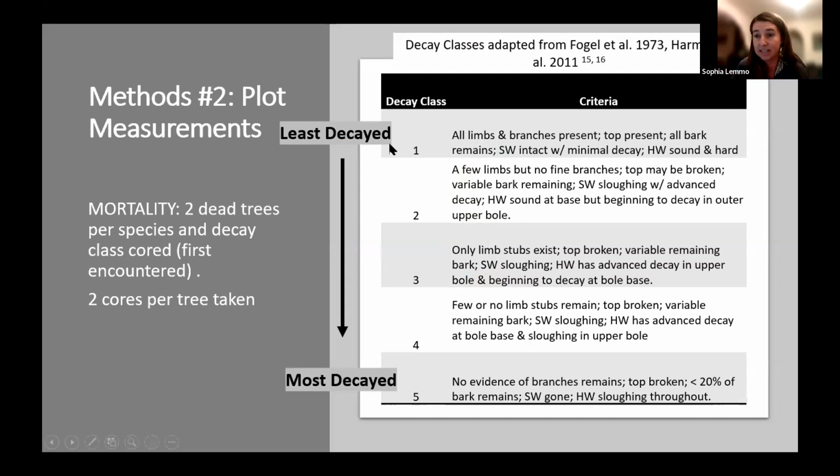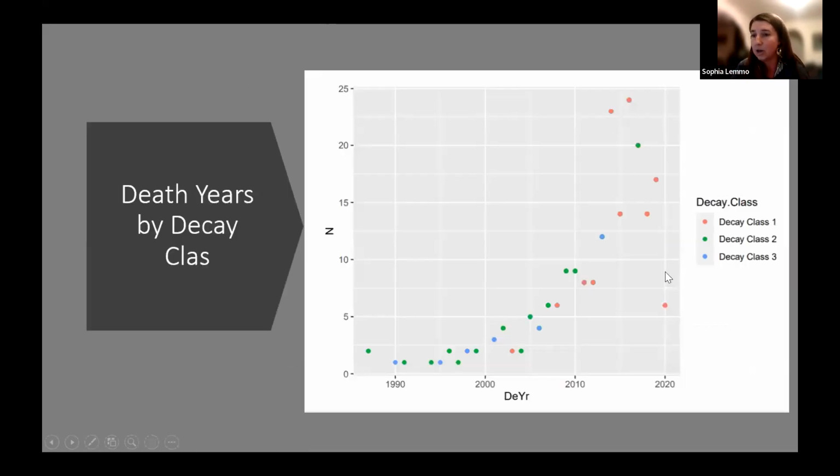We divided the dead trees into 5 decay classes, with 1 being the least decayed and 5 being the most decayed. And so I was able to date trees in decay class 1 through 3. You can see on this graph that there was a significant association between decay class 1 and death dates during and after the drought, with less of a distinction between decay class 2 and 3 species.